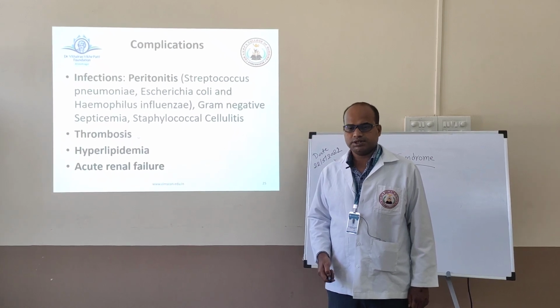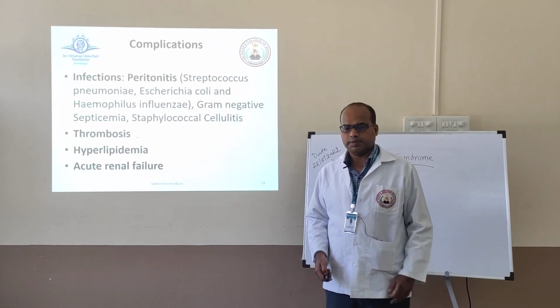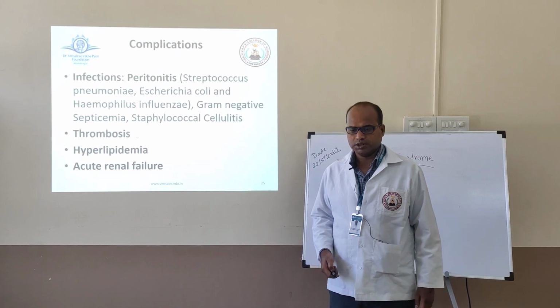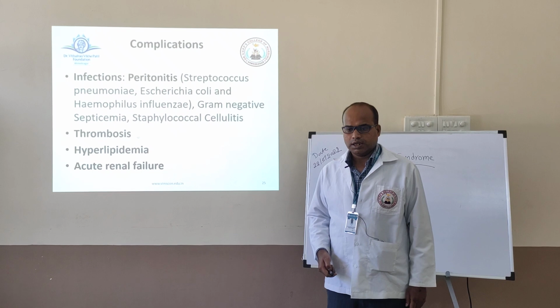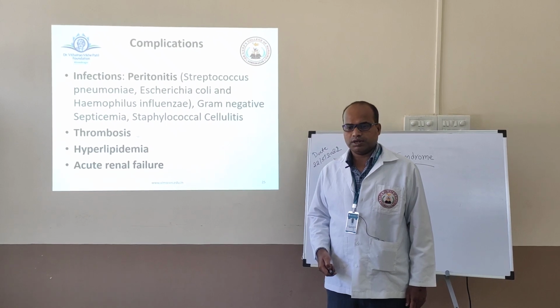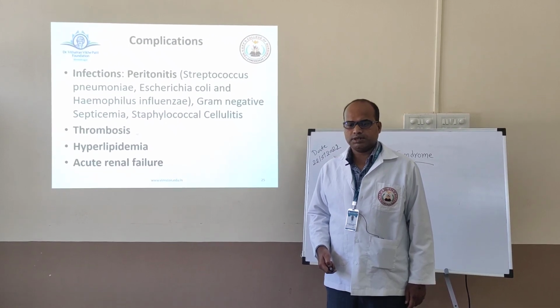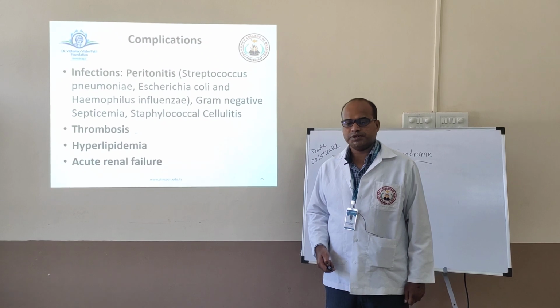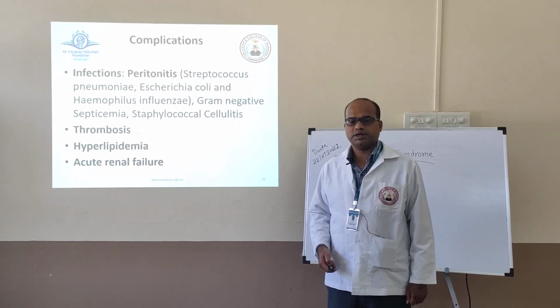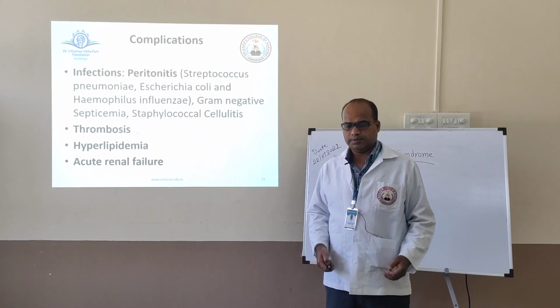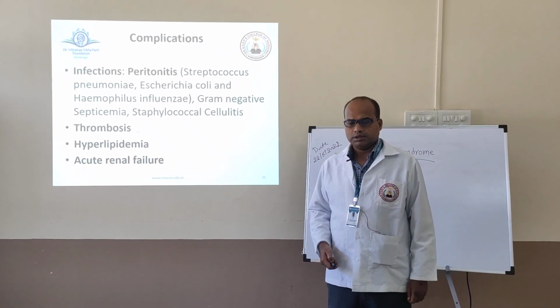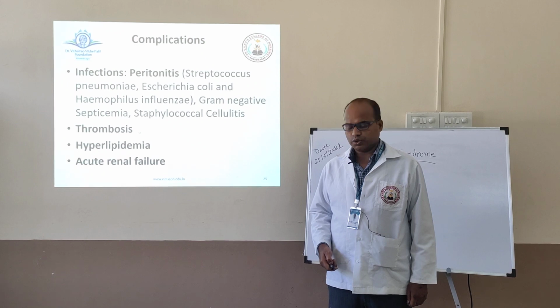Complications include peritonitis because of bacterial infections like streptococcus, pneumococcal, Escherichia coli, and Haemophilus influenzae, or gram-negative bacteria, and infections like septicemia or Staphylococcus aureus. Thrombosis is one of the complications of hyperlipidemia, and acute renal failure can also occur.